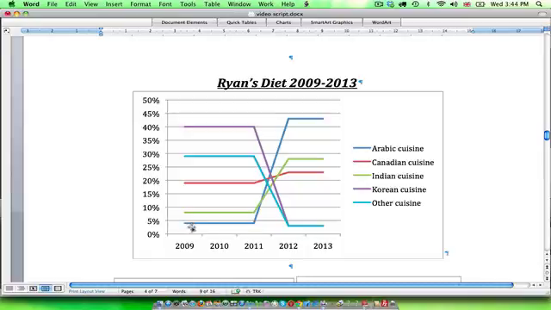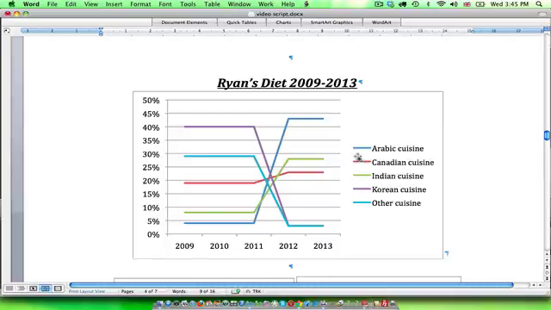Now when we go into talking about the minor and minute details, we might group certain trends together. So for example, Korean cuisine and other cuisine, they both start with a plateau and then they both fall to the same figure between 2012 and 2013. So we would group these when we talk about them. These figures we would also group. This is Indian cuisine and Arabic cuisine because they start low at a plateau and then they both jump higher in 2012.